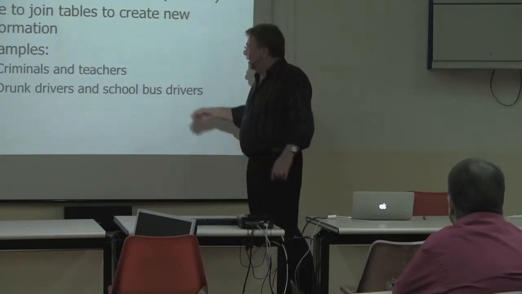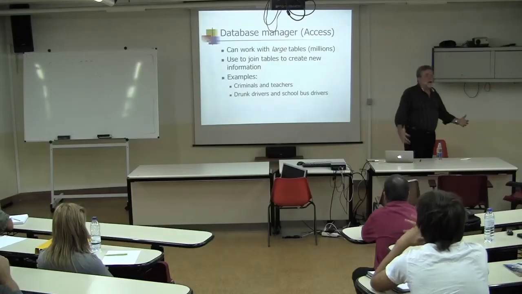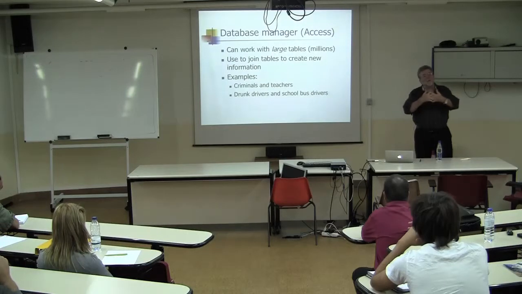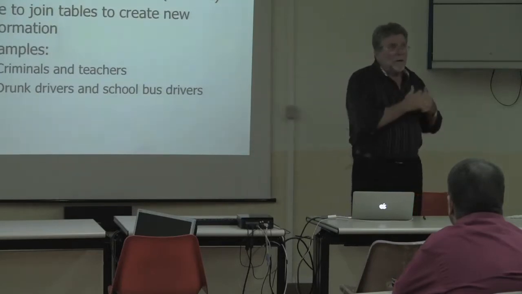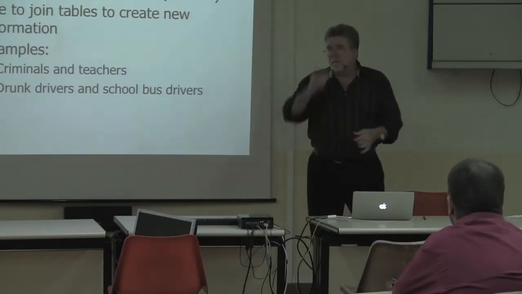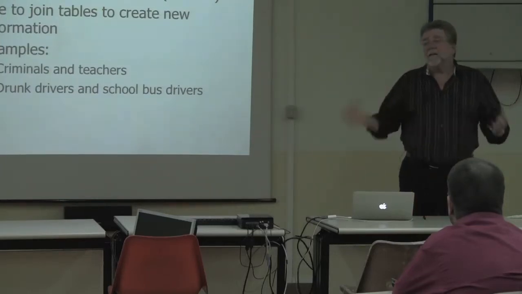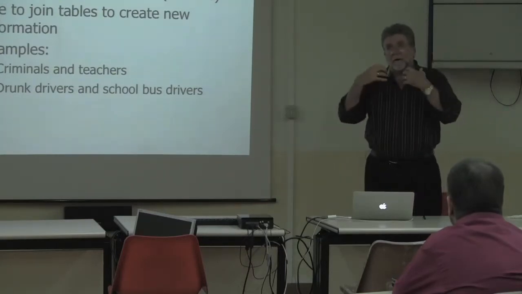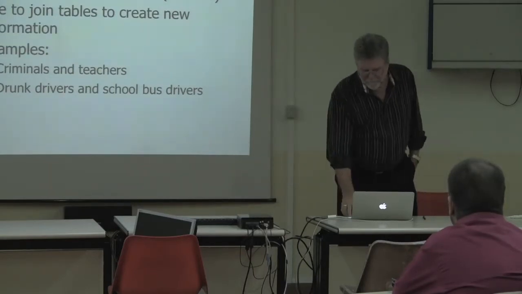Another example is people arrested and convicted of drunk driving, people who have school bus driver licenses. Put those things together by the driver's license number, you wind up with school bus drivers convicted of drunk driving. I'm not sure I want my children going to school with somebody who drinks on the way to taking them to school. So anyway, that ability to take two entirely different pieces of information, bring it together and create new information is one of the things you can do with Access.